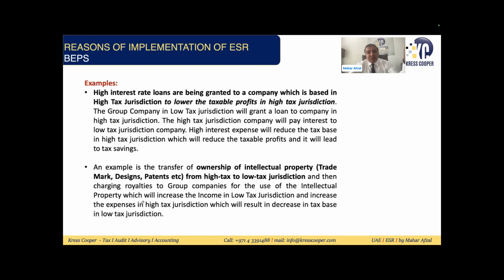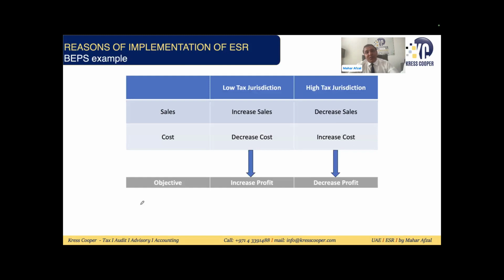There are two possibilities to achieve this objective. One possibility is that in the low tax jurisdiction, you are increasing the sales or you are decreasing the cost. At the end, it will have an impact on the profit. It will increase the profit. Second possibility, in the high tax jurisdiction, you are decreasing the sales or you are increasing the cost. At the end, you will have a decrease in profit. The core objective, basically, of what multinationals or other companies are usually doing here is tax planning. During tax planning, they are reducing their taxable profit in the high tax jurisdiction, increasing the taxable profit in the low tax jurisdiction to have a lower impact of corporate tax.